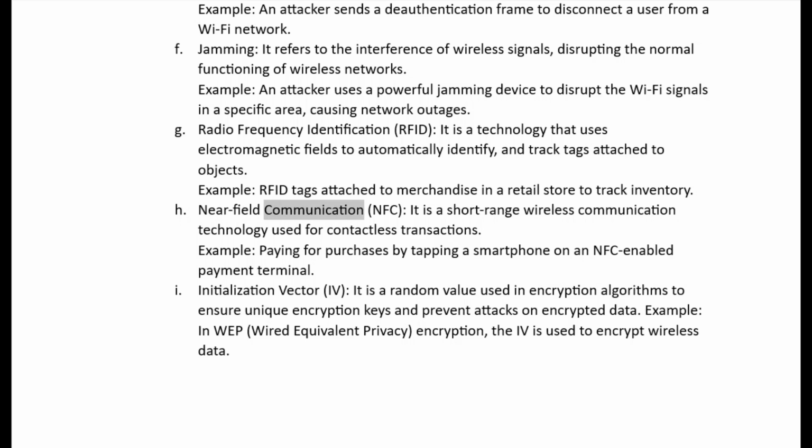Near-field communication, NFC. It is a short-range wireless communication technology used for contactless transactions. Example, paying for purchases by tapping a smartphone on an NFC-enabled payment terminal. Initialization vector, IV. It is a random value used in encryption algorithms to ensure unique encryption keys and prevent attacks on encrypted data. Example, in WEP, Wired Equivalent Privacy, encryption, the IV is used to encrypt wireless data.